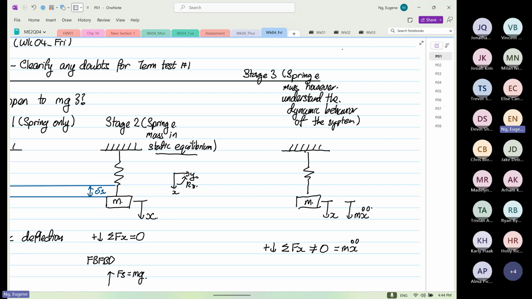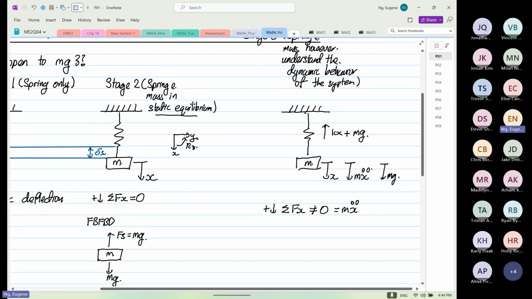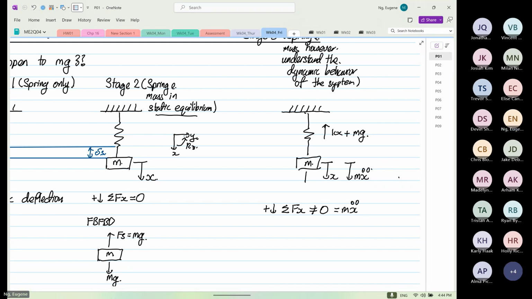So in this case, we have a reaction force down here. This reaction force is due to kx plus mg. And down here we also have mg acting down, because it's going down.